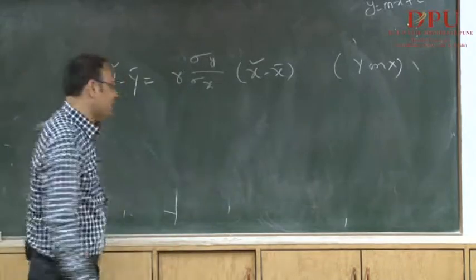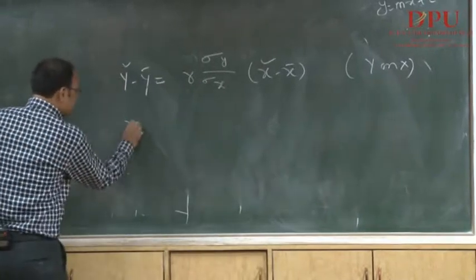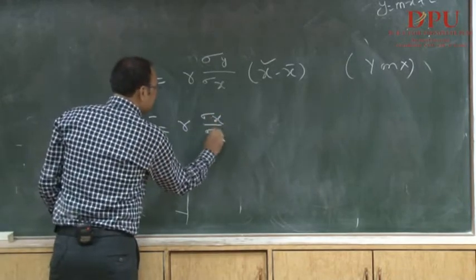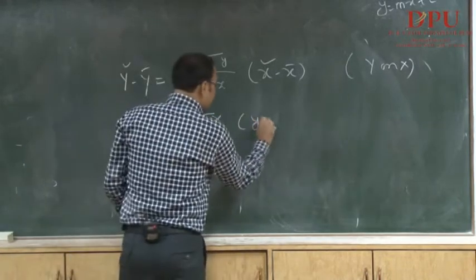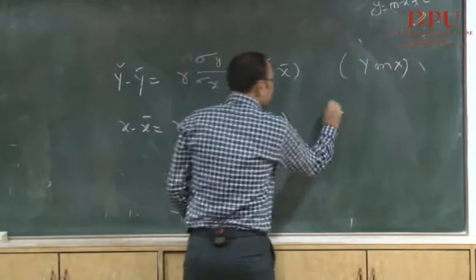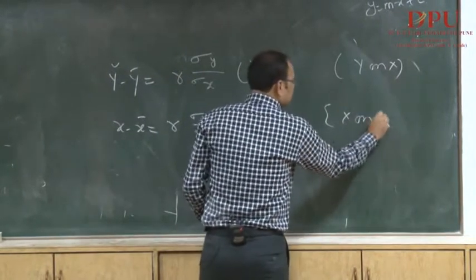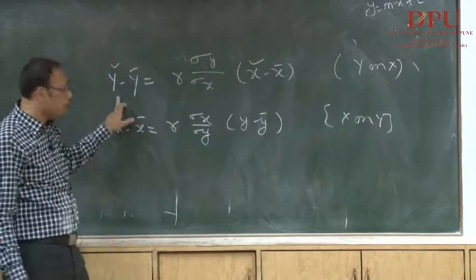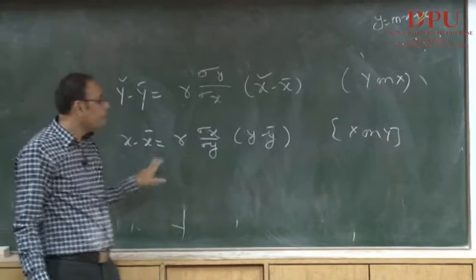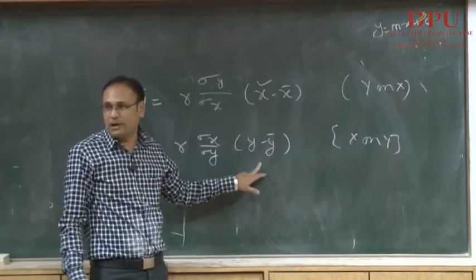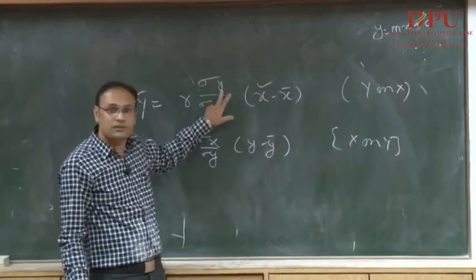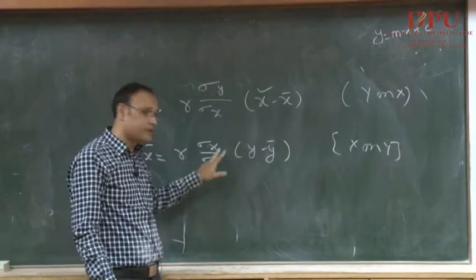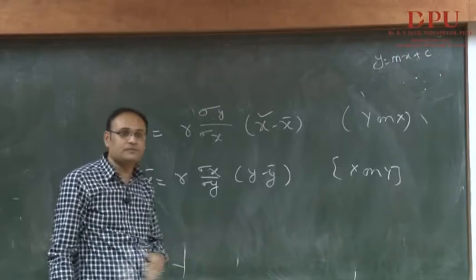Alright, now another equation. Second equation, which is x minus x bar equals to r sigma x divided by sigma y, in bracket y minus y bar. This is the line of equation which is x on y. See, interchange, look, what are the changes? Here, instead of y, x comes. Here, instead of x, y comes. Here, y is on top, and the denominator is x. Just reverse it. And r will be as it is.